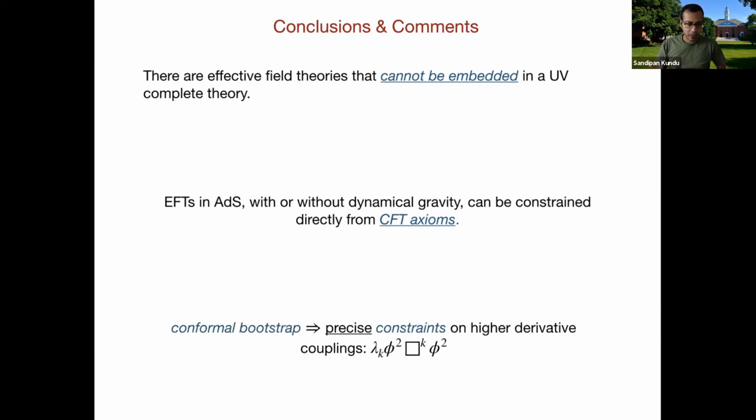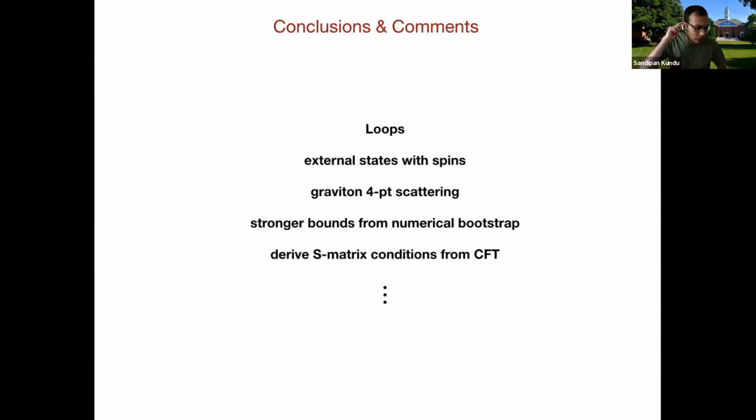More precisely, I showed that from conformal bootstrap, you can derive precise constraints on high derivative interactions such as this. And there are a couple of other things that one can easily generalize this setup to do. For example, one can include loops and compute the same kind of CFT Regge correlators, and all the CFT theorems that I mentioned are valid even when there are loops. So we can actually study effective field theories with loops. More interestingly, the thing that I really want to study at some point is deriving similar bounds for external states with spin, such as gravitons and things like that.